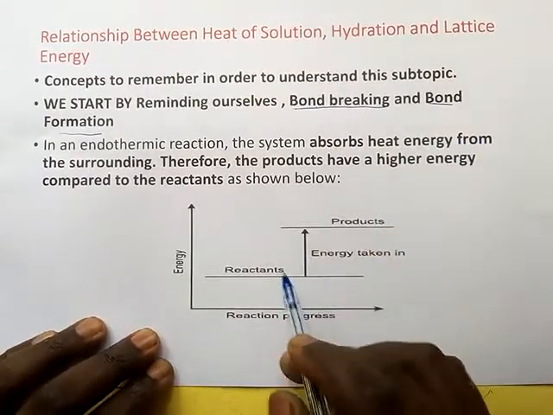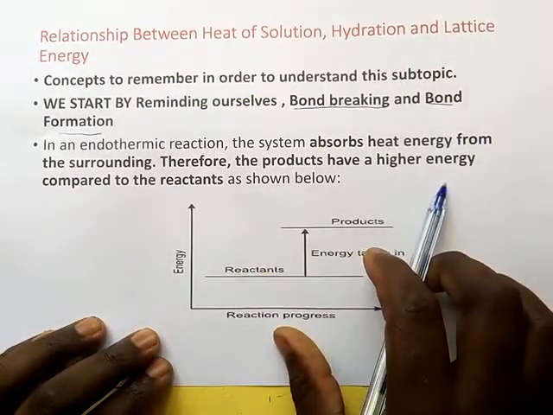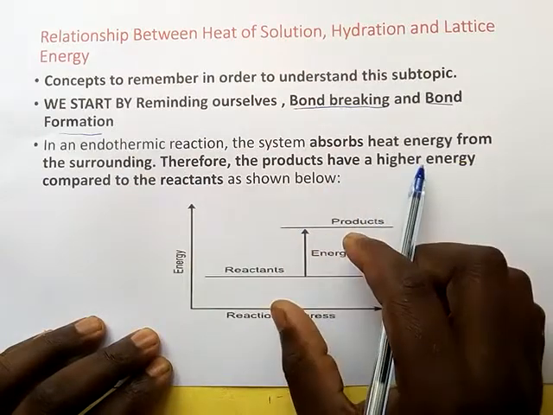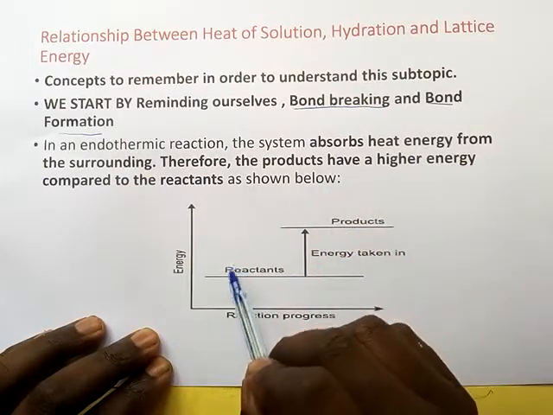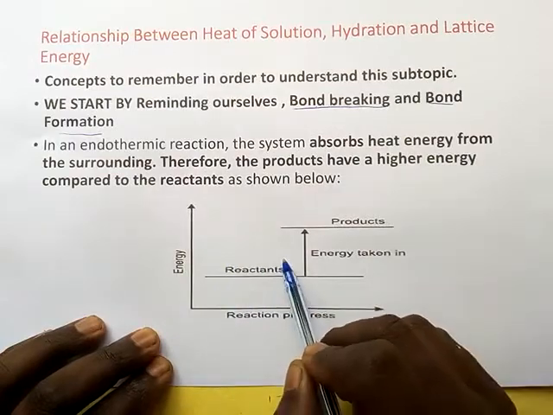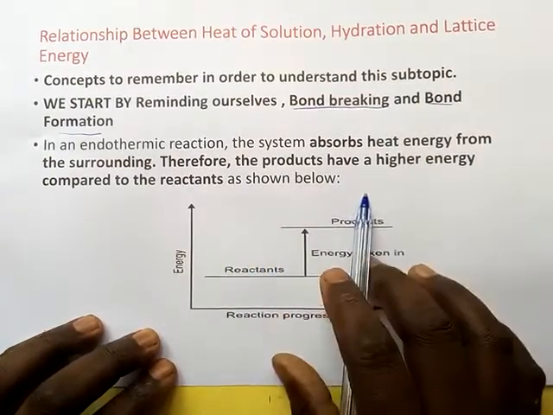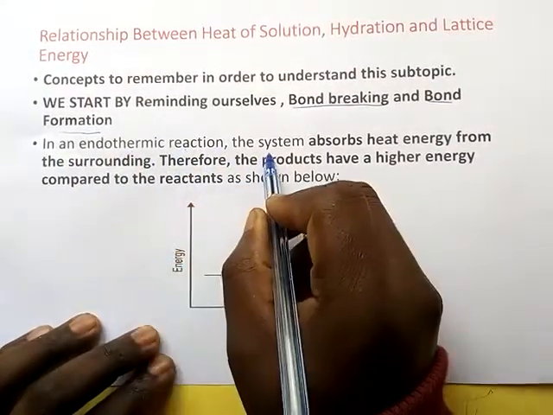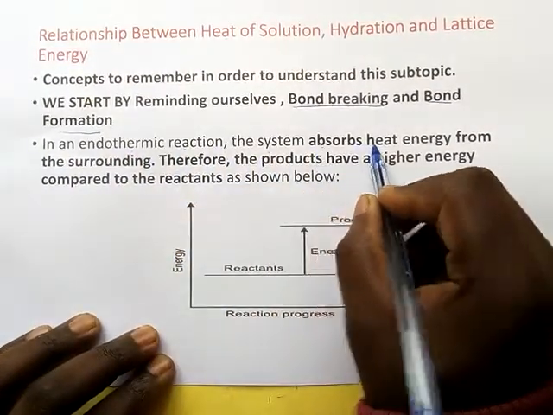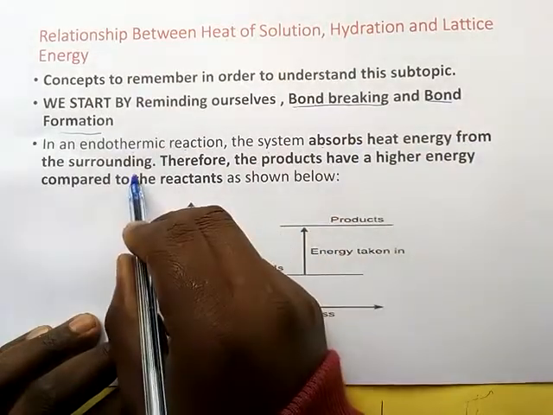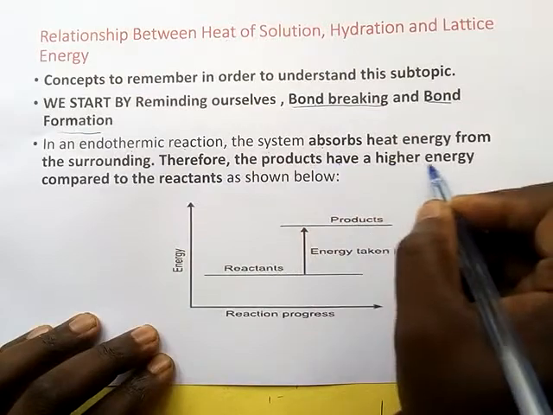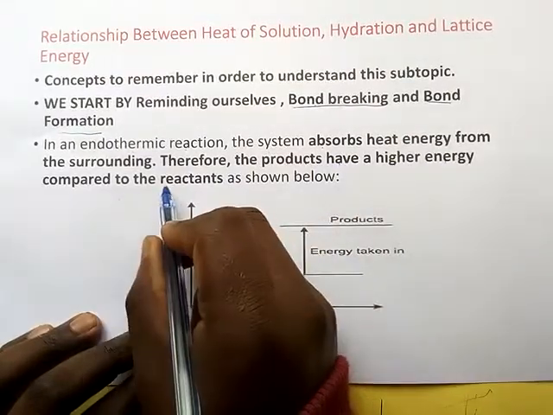The next one is the energy levels. What does the energy level diagram of an exothermic reaction look like? What does the energy level diagram of an endothermic reaction look like? A quick reminder is that in an endothermic reaction, the system absorbs heat energy from the surroundings. Therefore, the products have a higher energy compared to the reactants.